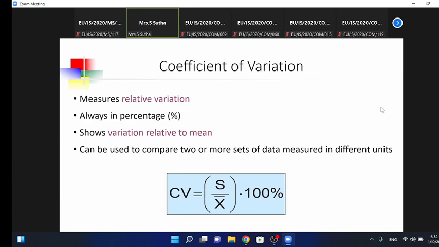As a continuation of yesterday's lecture, today another measure we are looking at is the coefficient of variation. This is also a way of measuring the standard deviation, but in relation to the mean. With respect to the mean, how much deviation is there? For 1 unit of mean, how much standard deviation is there? We always look at this measure as a percentage.